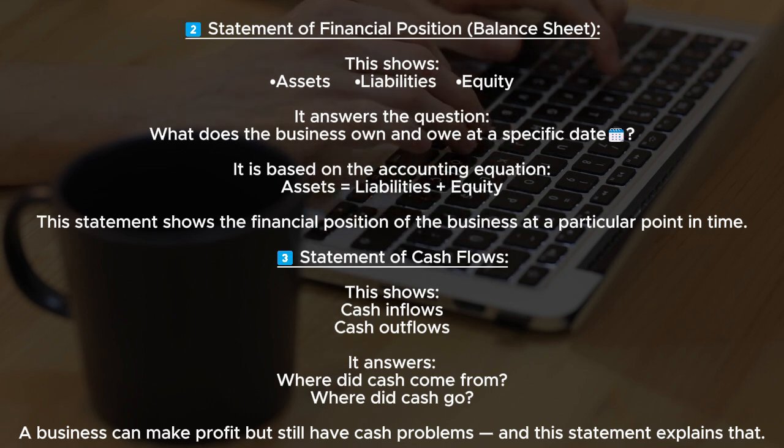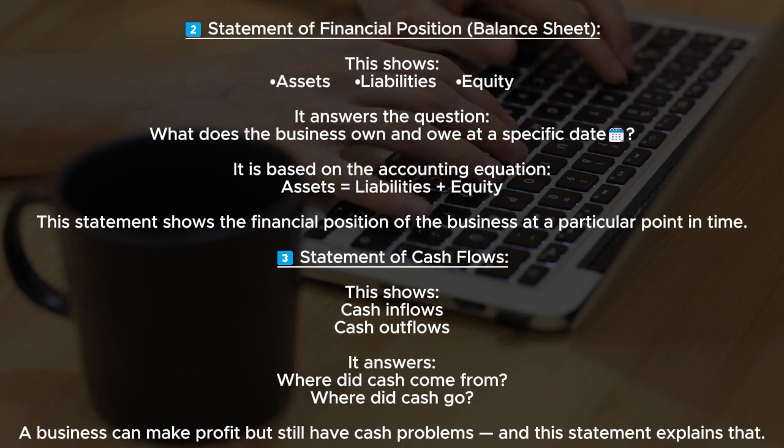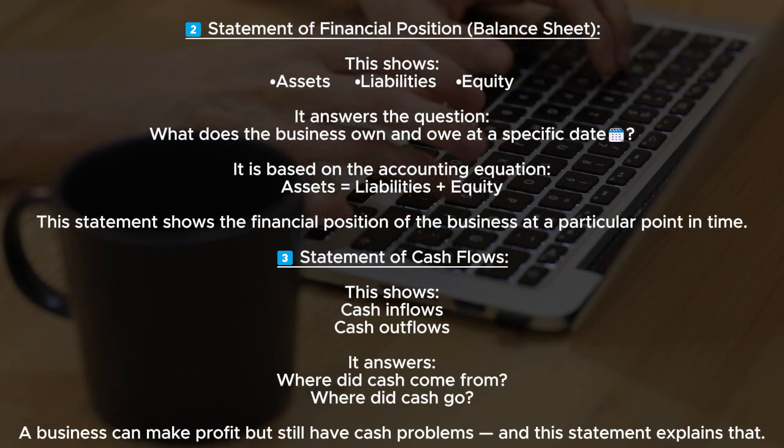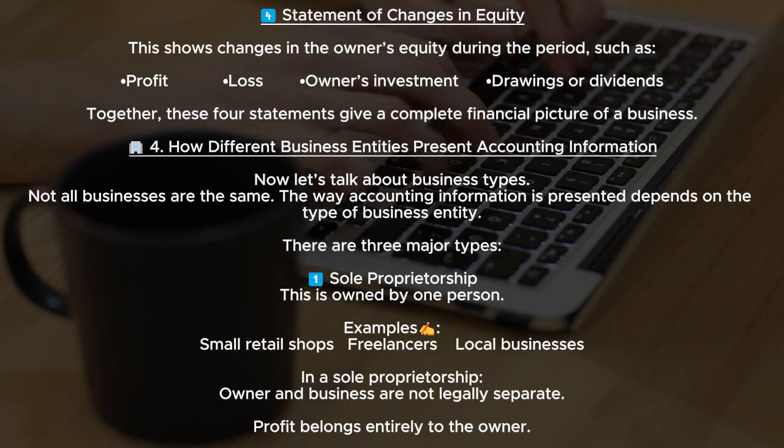3. Statement of cash flows. This shows cash inflows, cash outflows. It answers, where did cash come from? Where did cash go? A business can make profit but still have cash problems, and this statement explains that. 4. Statement of changes in equity. This shows changes in the owner's equity during the period, such as profit, loss, owner's investment, drawings, or dividends. Together, these 4 statements give a complete financial picture of a business.